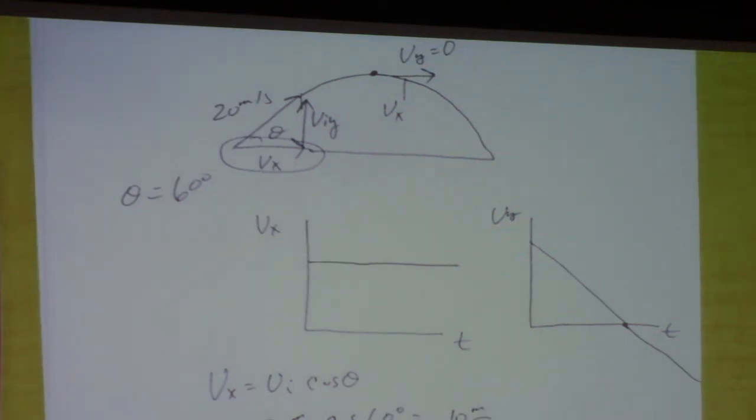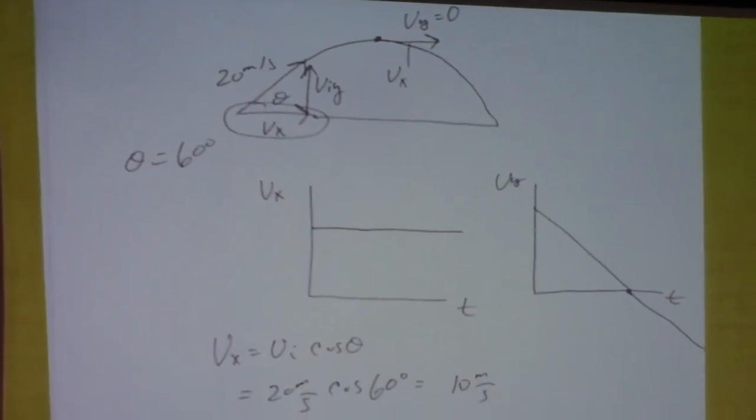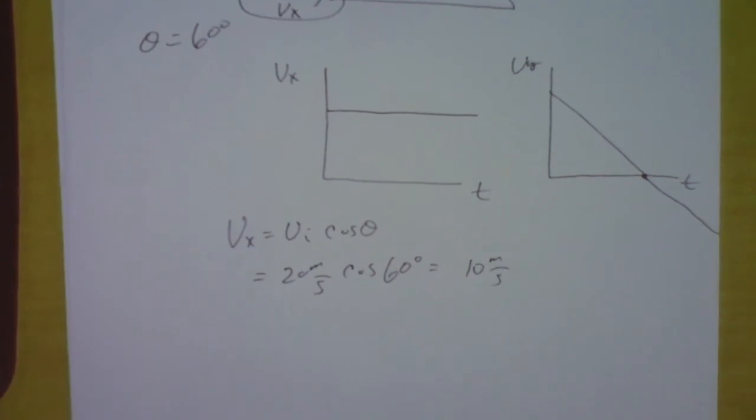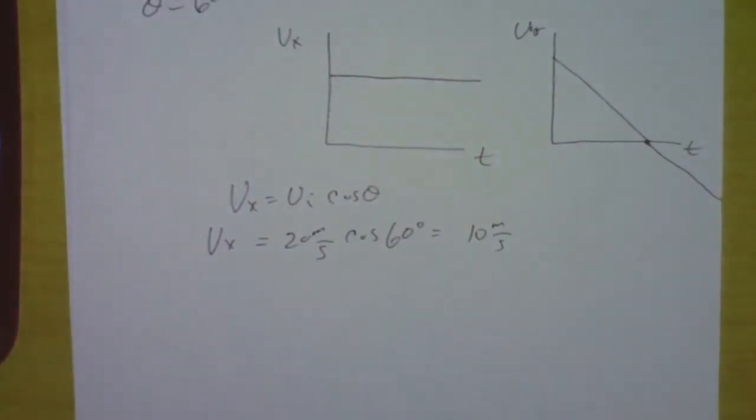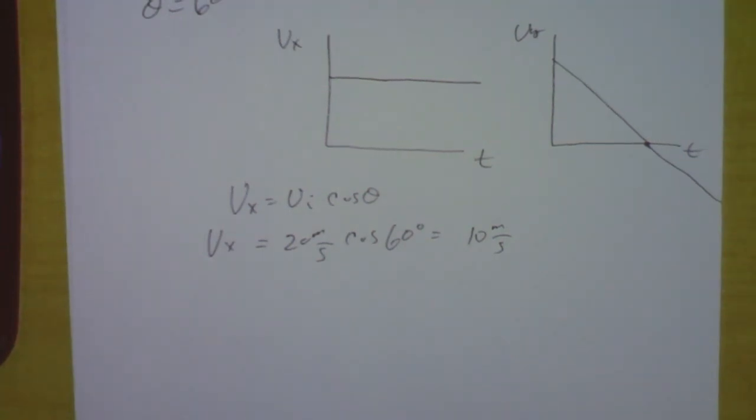Turns out that the cosine of 60 is a half. The sine of 30 is a half, cosine of 60 is a half. So nice convenient numbers today. Okay, so that answers this specific question. Any questions on that part?